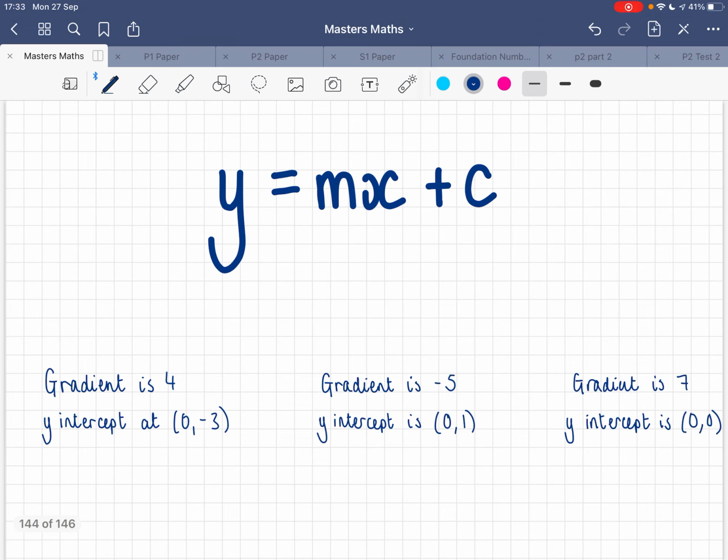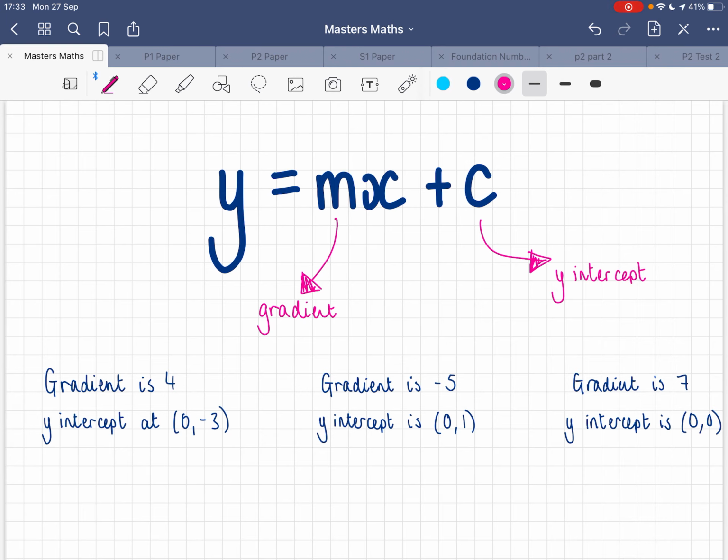So let's just formalize that a little bit. We said y equals mx plus c is the general form of the line. Whenever you have your equation written like that, m, the number in front of x, tells you the gradient, and c, the number that is added or subtracted from the x, tells you the y-intercept.